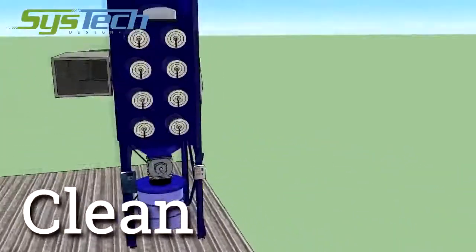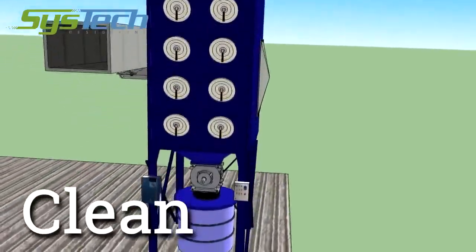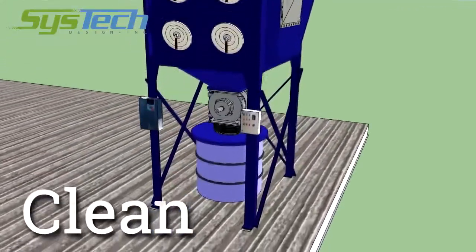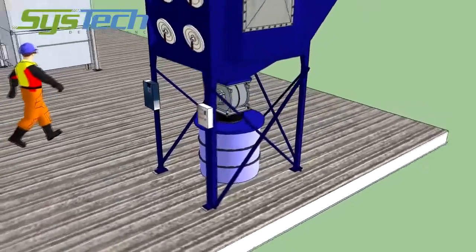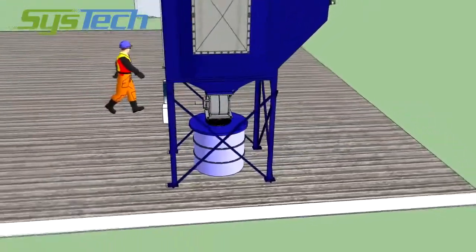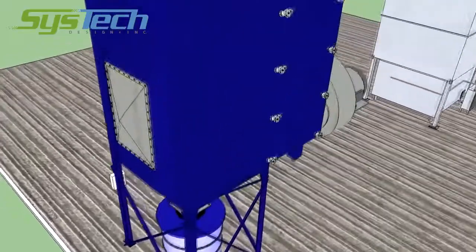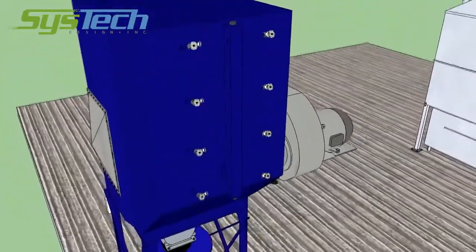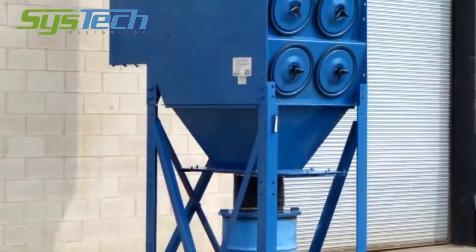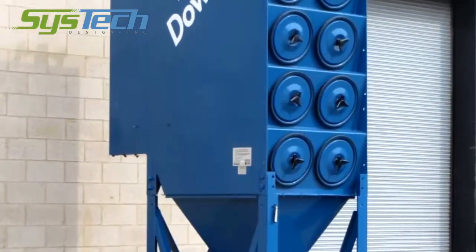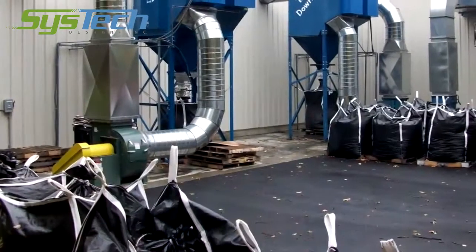The third C is clean. Now that the dust or pollutant is in the dust collector, we need to filter the particulate from the airstream and have it fall into the discharge hopper, while at the same time reconditioning the filter media for continuous duty service. We are showing a compressed air pulse clean cartridge dust collector in our video, which is the same cleaning system used with polyester bag and pleated bag style dust collectors.